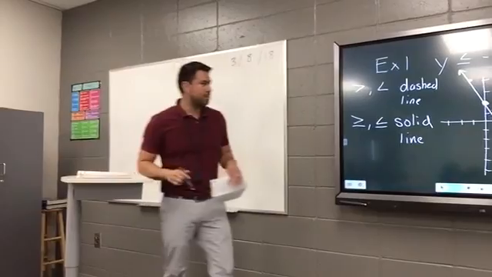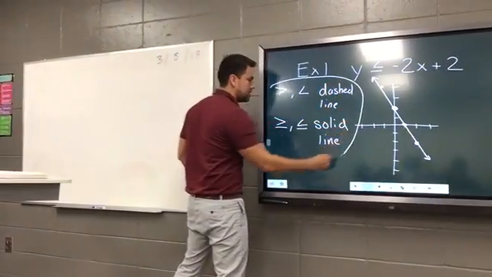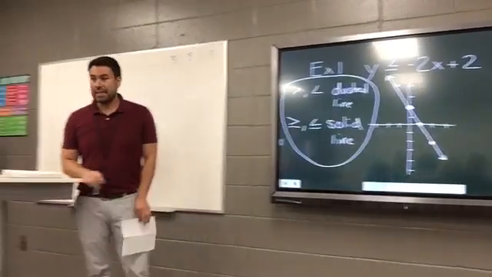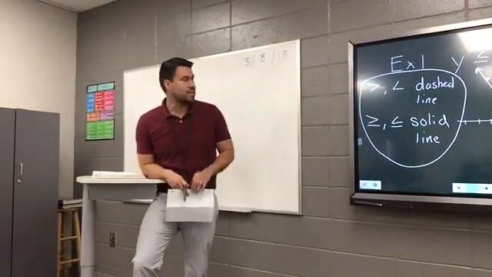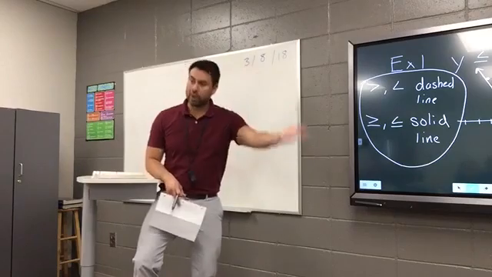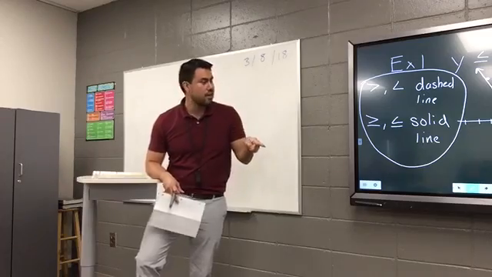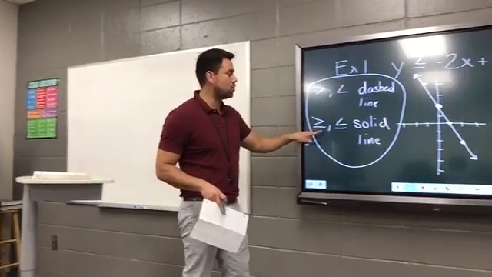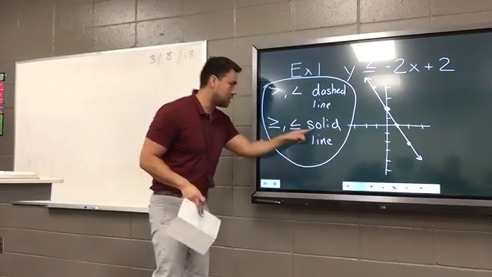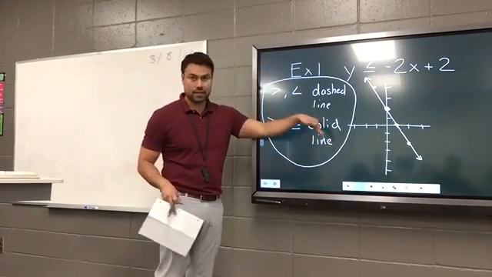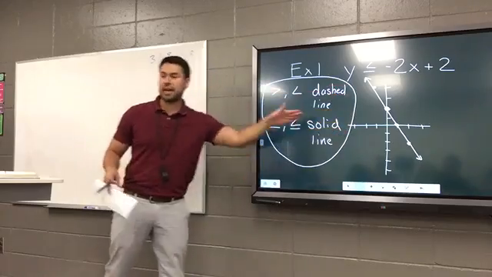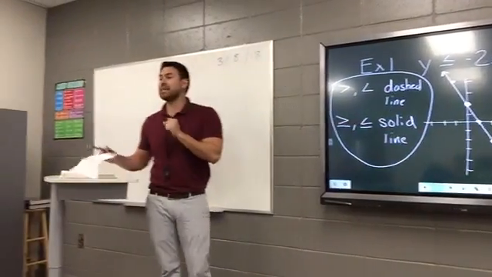So there are really two big pieces of info I really need to graph these inequalities. If it's less than or greater than, it's a dash line. You've got to make those little dashes. If it's greater than or equal to or less than or equal to, you need to have what kind of line? Solid. So what kind of line must I have here? Solid, because it's a closed circle.